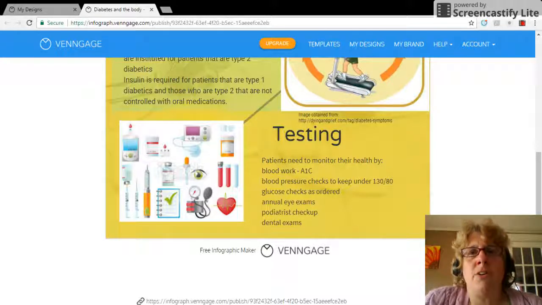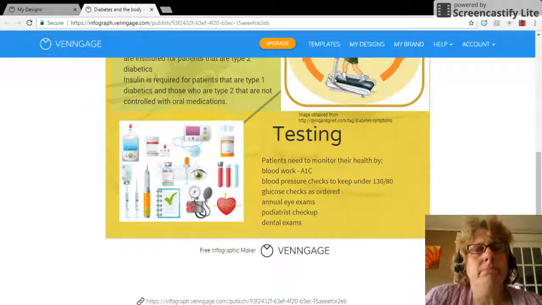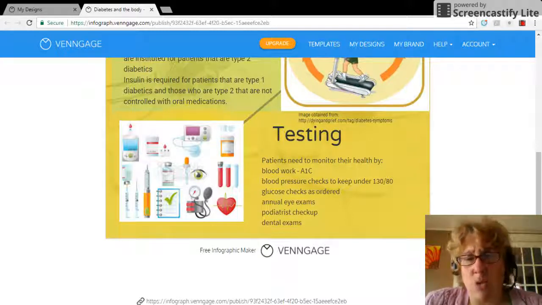They'll also monitor for complications of diabetes such as hypertension, abnormal cholesterol, and infection. Should have routine eye exams and a podiatrist checkup at least annually, just to keep toenails trimmed and avoid infections in the feet.